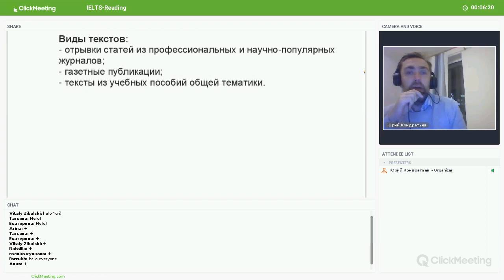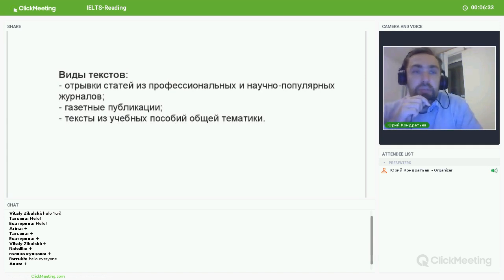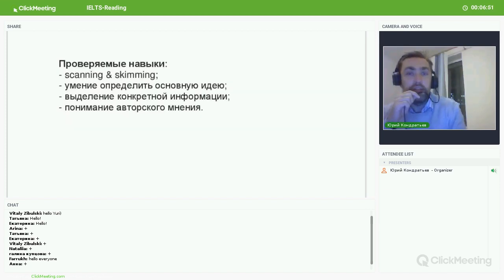Right. So what kind of texts are included in the IELTS reading test? These are extracts from articles on professional or scientific topics. They can be newspaper articles and publications, and texts from various course books on more or less general topics. These are the kinds of texts you come across in the IELTS test.